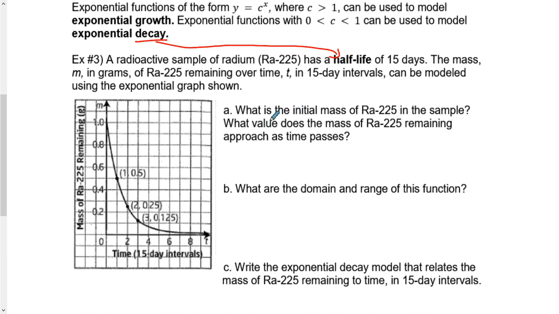Okay, anyways, the initial mass of radium-225. What is the initial mass? So we just look at when was time 0. All right, that's easy. 1 gram.